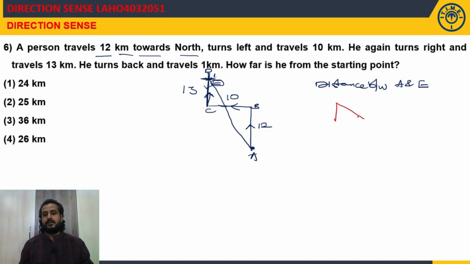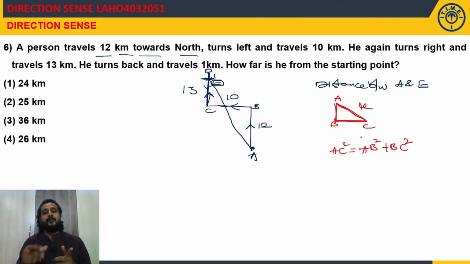First, we need to form a right angle triangle. Let's say it is point A, point B, and C. AC is the distance we need to identify. With respect to this, we need to form a right angle triangle. To identify the AC distance, AC square equals AB square plus BC square. This is how we identify the distance. We discussed these points during the basics class, but I'm giving a quick revision. So AC is equal to the square root of AB square plus BC square.